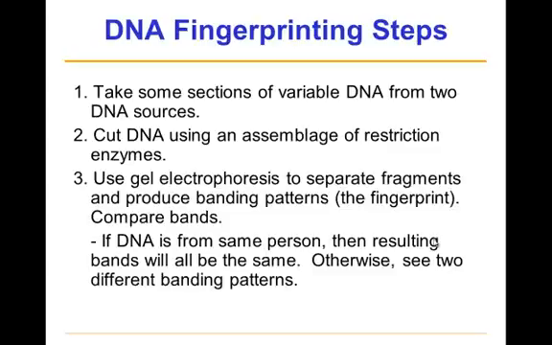Here are the steps of DNA fingerprinting. We take some sections of the variable DNA from two DNA sources. That would be from a sample left at a crime scene and from a suspect. Or if we're trying to do paternity, we'd take it from a child and from a potential father. We'd cut that DNA using an assemblage of restriction enzymes, and they use the right enzymes to cut in these variable areas. Then we would use a technique called gel electrophoresis.